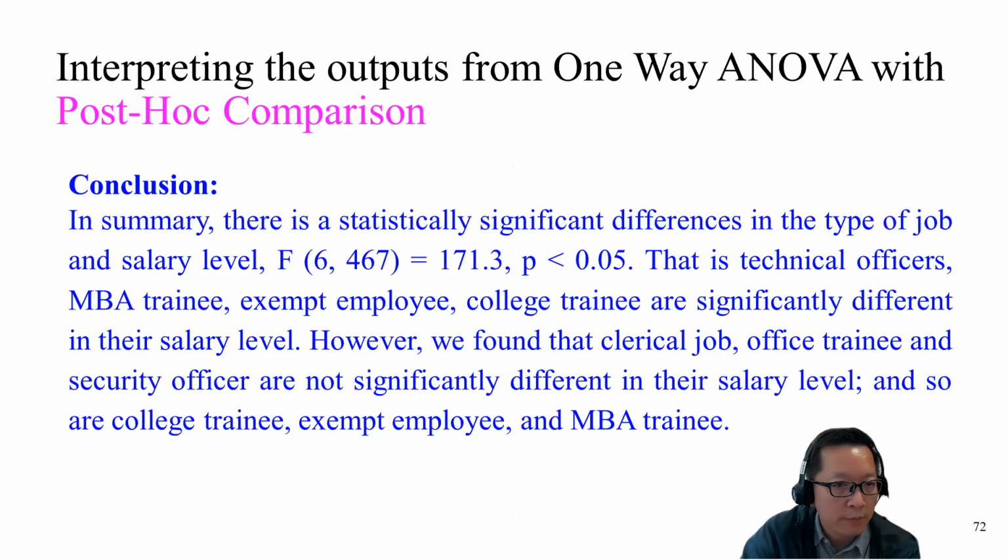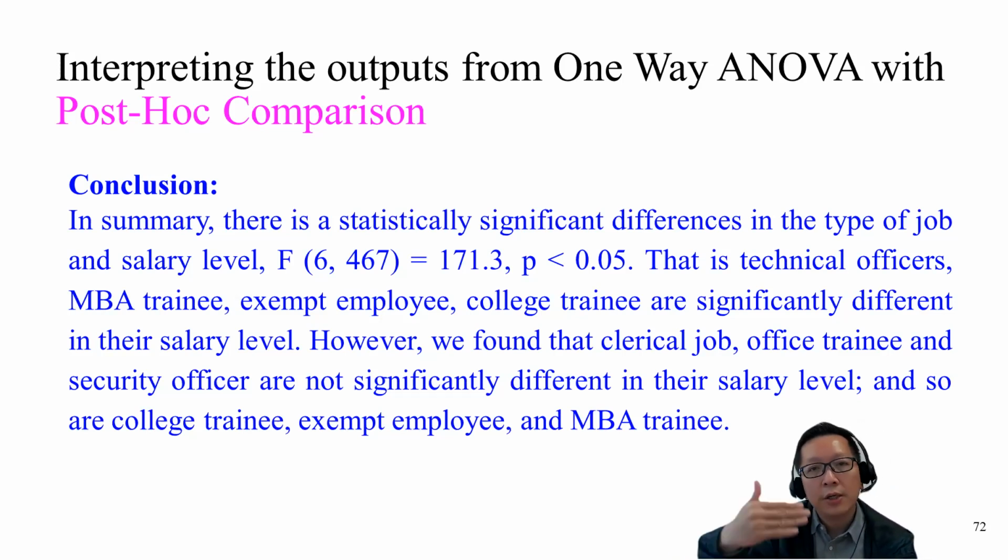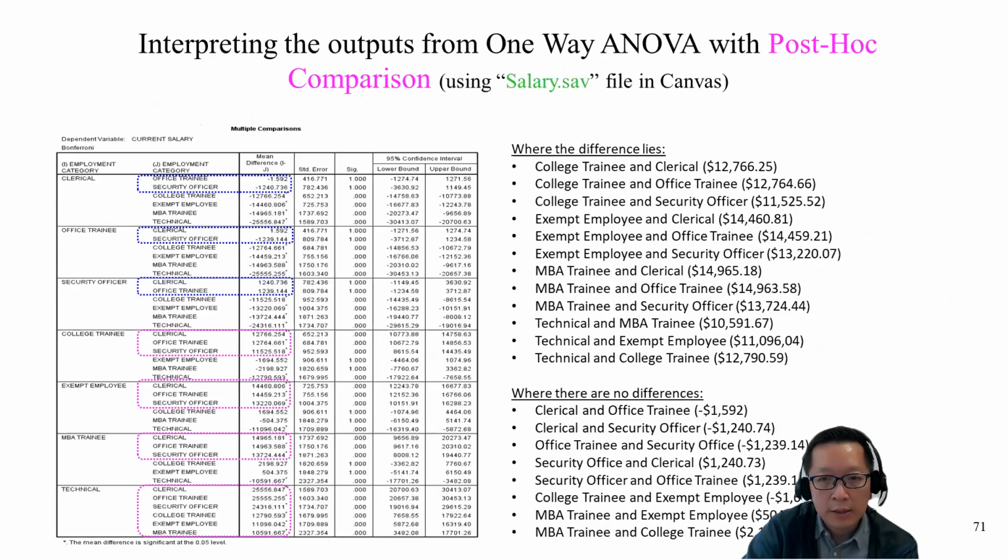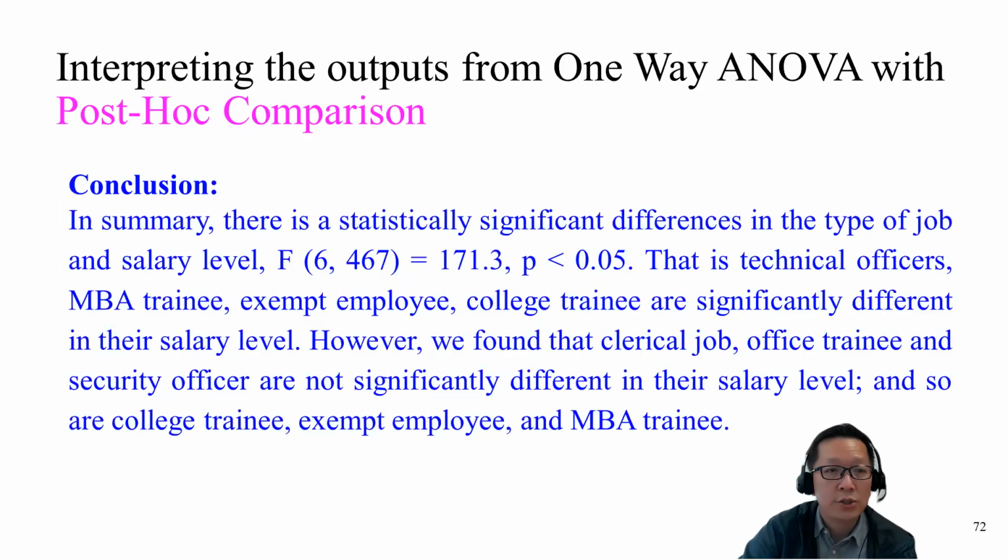So you follow the same procedures to interpret the findings. So then you write the conclusion. So you can say, for example, in summary, we've collected data from how many people, and there's a statistically significant difference in the type of job and the salary level, F at two degrees of freedom, 6 and 467, and the F statistic value is 171, is significant as less than 0.05. That is the technical officers, MBA training, ex-employees, and which trains are significantly different in salary level. But we also find that the clerical, office training, security level are not significantly different in salary level, and so are the college level. So you can tell in more detail after you have done this part. After you've done this part, you can tell a more precise story in terms of your conclusion.